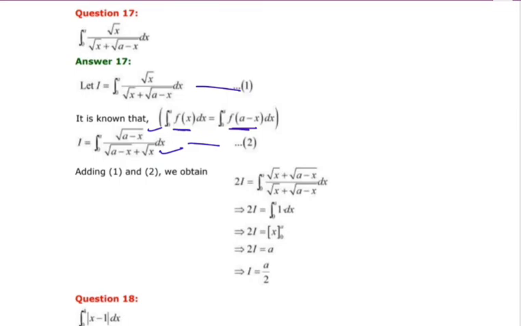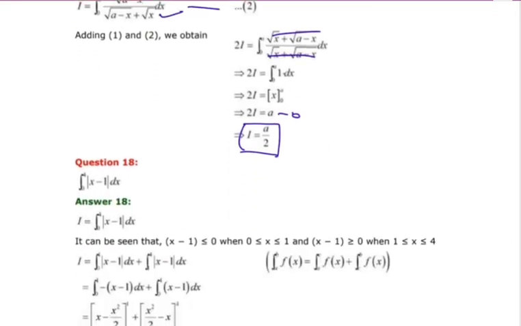Adding 1 and 2, that is 2I equals the integral of root x plus root a minus x upon root x plus root a minus x. So these two terms get cancelled here also. So the integral of dx, integration of 1 is x, a minus 0 is a only. If you take 2 on the RHS it becomes a by 2. Very easy questions.